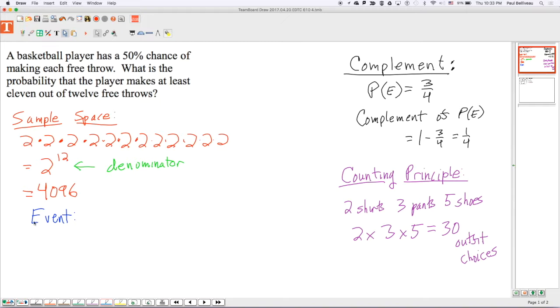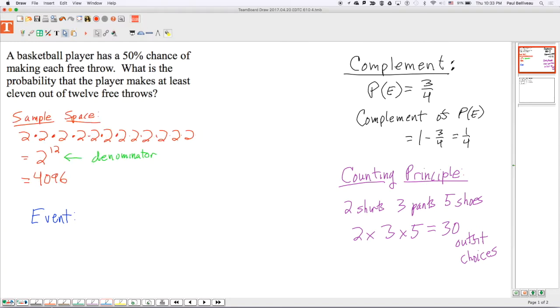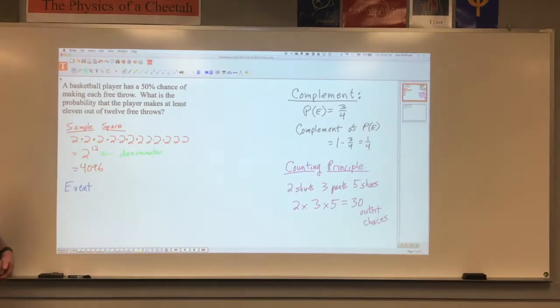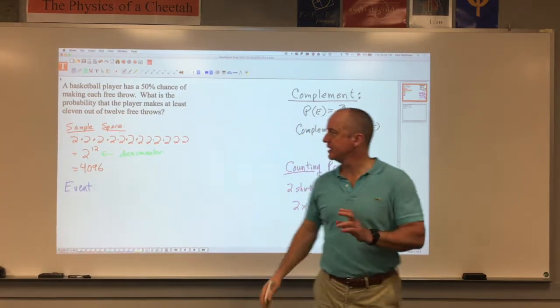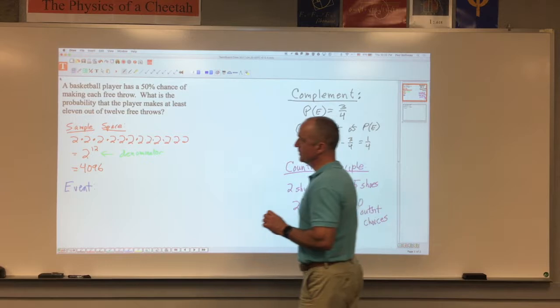Okay, this is going to be the tricky part, and I think I'm going to need a little bit more space to talk about it. So hopefully you guys can still read that. And let's see, our event: the probability that the player makes at least 11 out of 12 free throws.